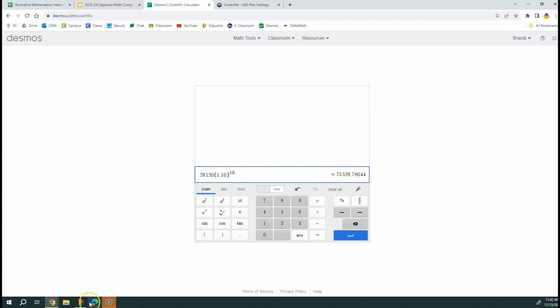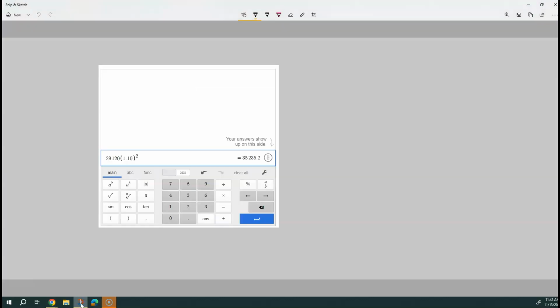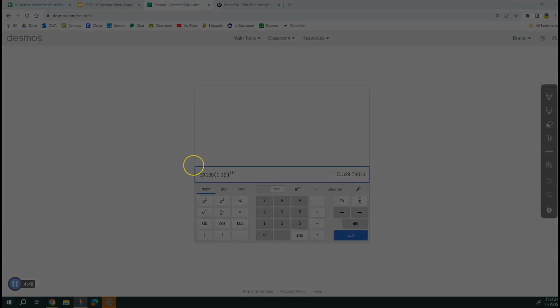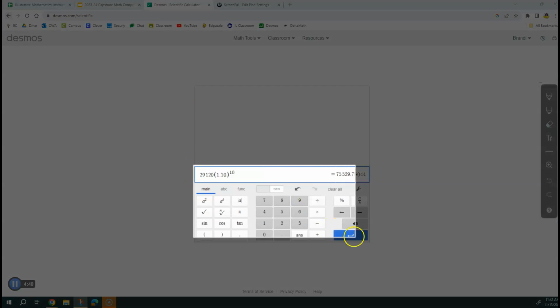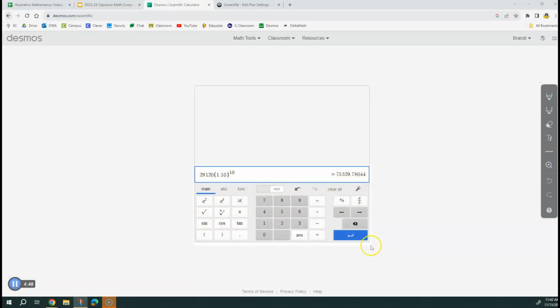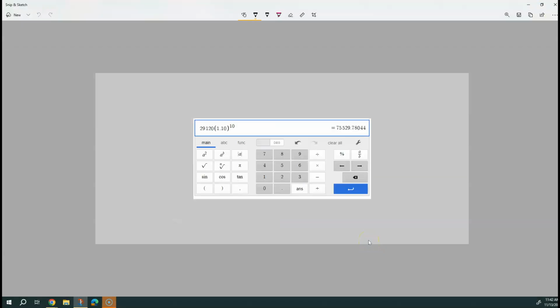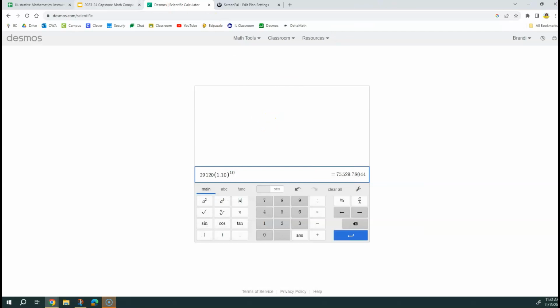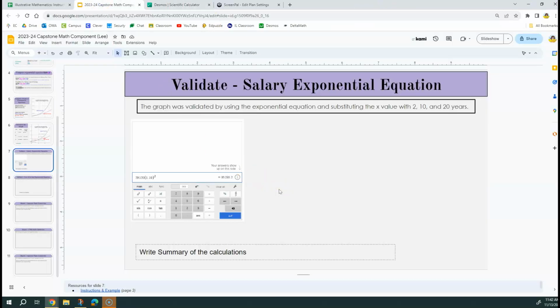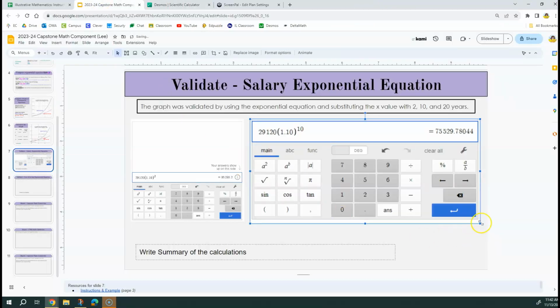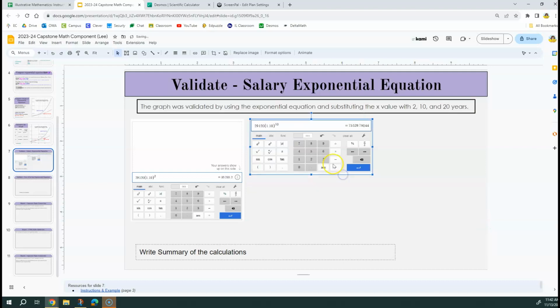Okay, and here is my salary, $75,529.78. So once again, I'm going to snip. And you know what? I don't need that whole space up there, so I can just do this piece. I just need the numbers. This is just proof that the numbers that I got on my graphs previously are accurate. Okay. So there's 10 years.